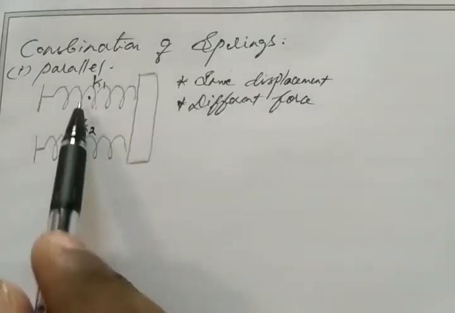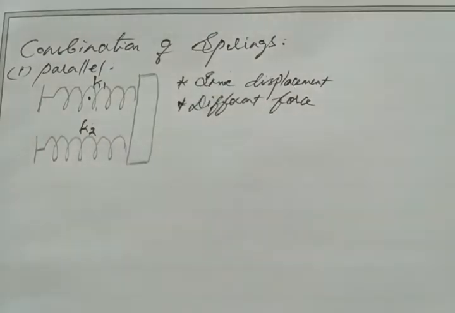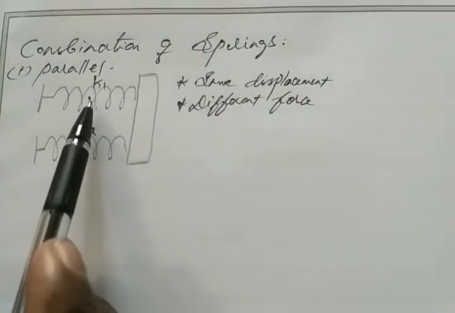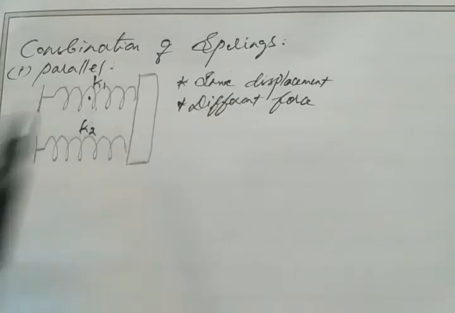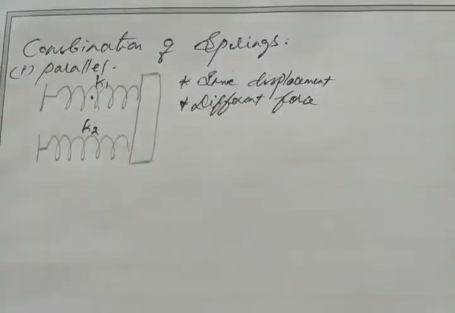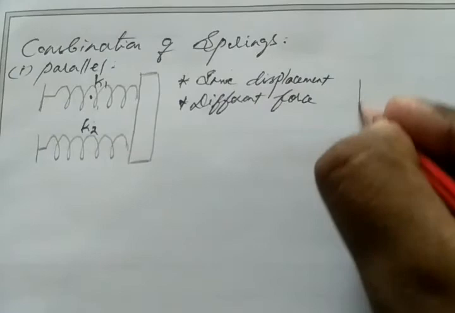So here the 2 springs have different spring constants, so we give different force to get the same displacement, right? If the thickness is more, then we should give more force to get the same displacement. If the thickness is less, then to make the same displacement, we can give only less force. We can get the same displacement, right?